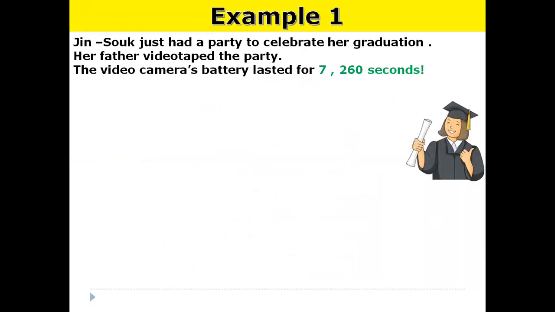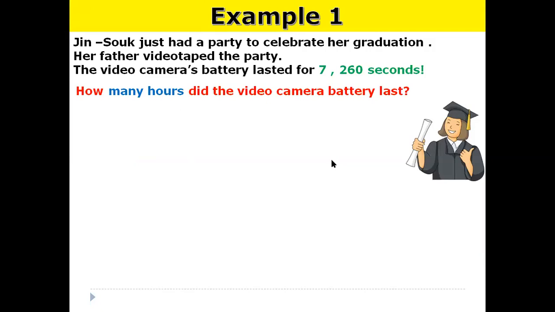Jensuk just had a party to celebrate her graduation. Her father videotaped the party. The video camera's battery lasted for 7,260 seconds. How many hours did the video camera battery last?